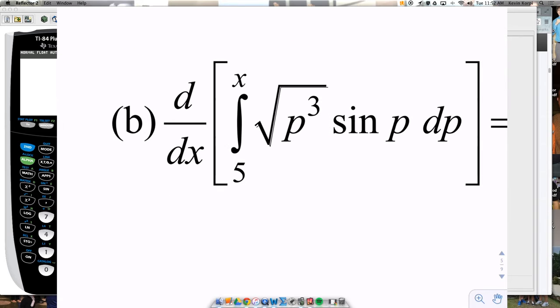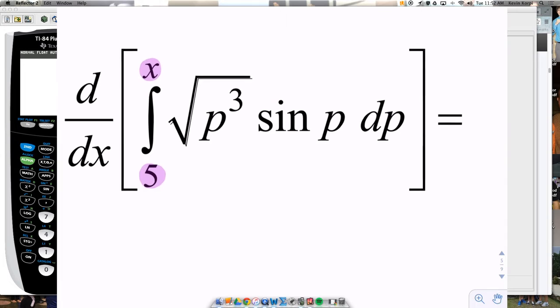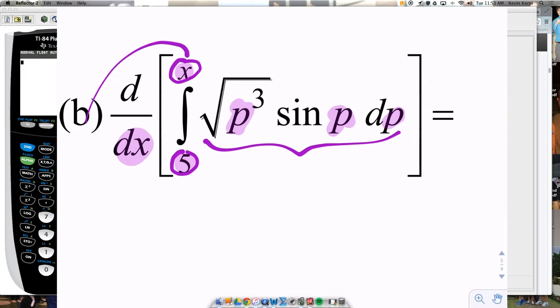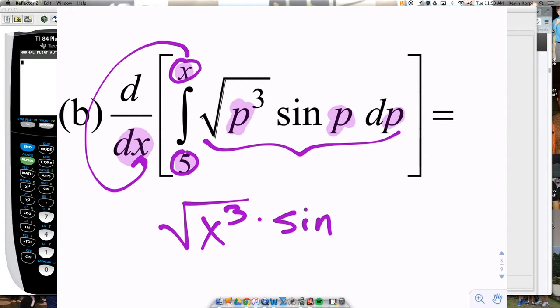All right, next one. The derivative with respect to x of the integral from plain old 5 to plain old x of the square root of p cubed sine of p dp. Does it matter now that it's with respect to p instead of t there? No. As long as that variable is something other than this variable here, in most cases it's x, you're okay. We're going from a plain old number to that plain old variable there. That's the same as this one. It should just be what? Times sine of x. Yeah.